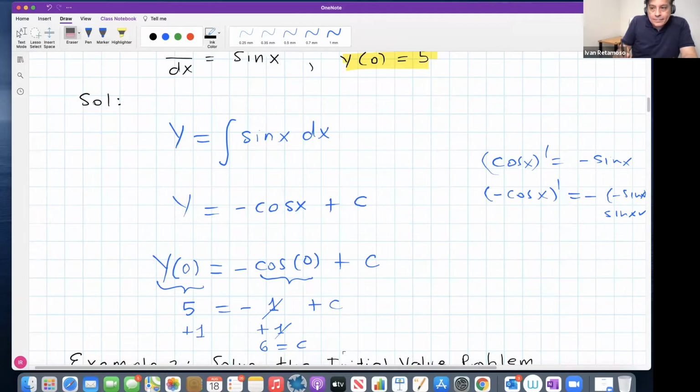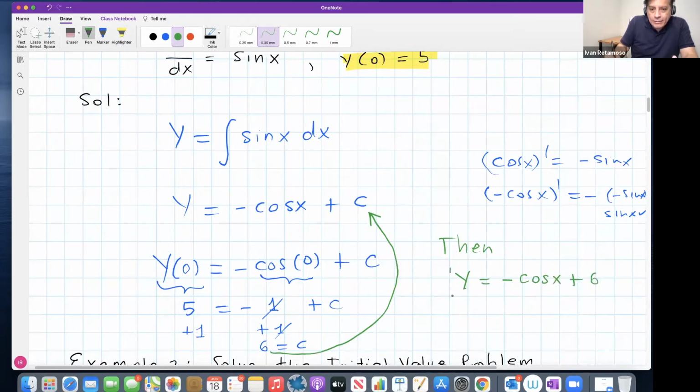It is 6. But immediately, once you do that, put this value of c in here. Then you can say y is completely determined now. It's minus cosine of x plus 6. This is a function, okay? This is a function.